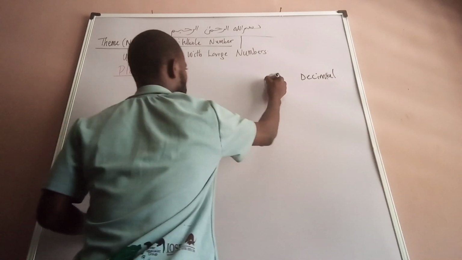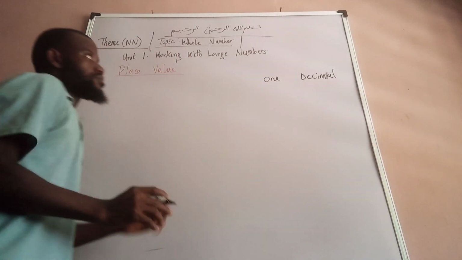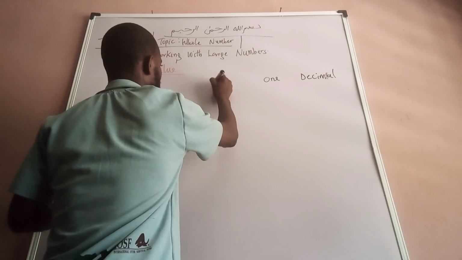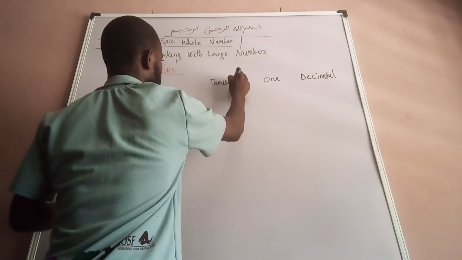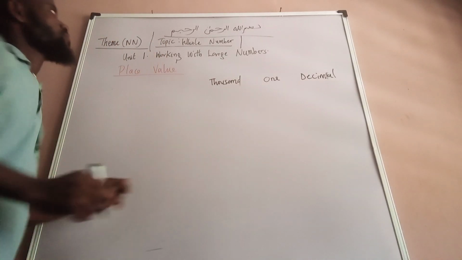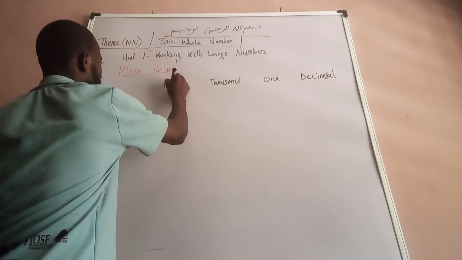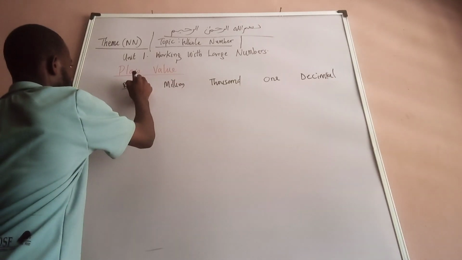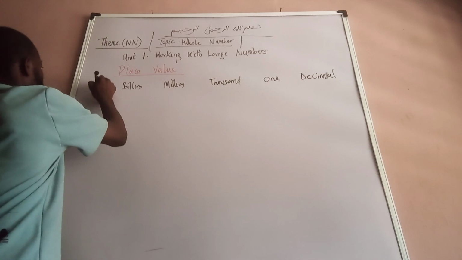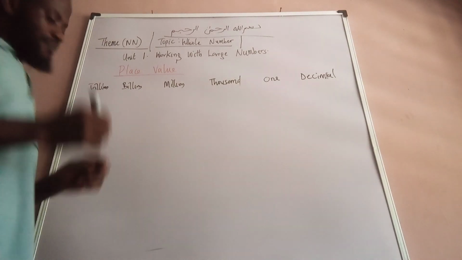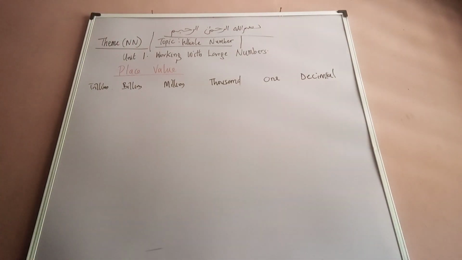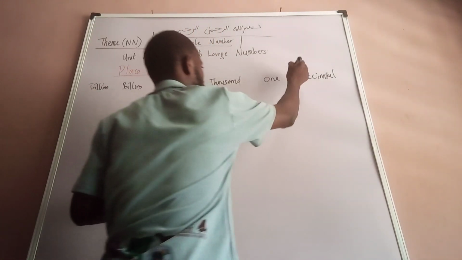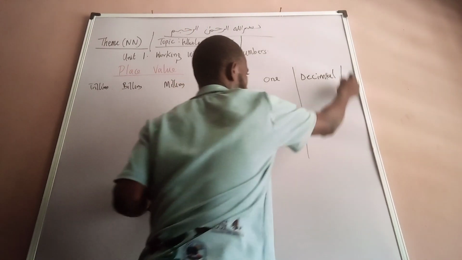So after the decimal we have 1, then after 1 we have 1,000. Then after 1,000, we have million, billion, and trillion. Now, all these things that are here, all of them have 3 brothers. Record, 3 brothers.